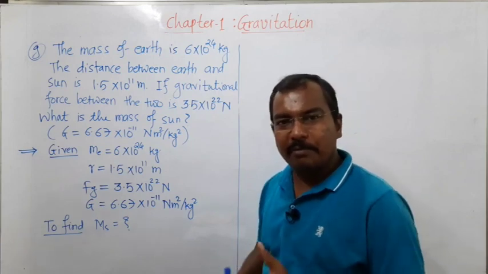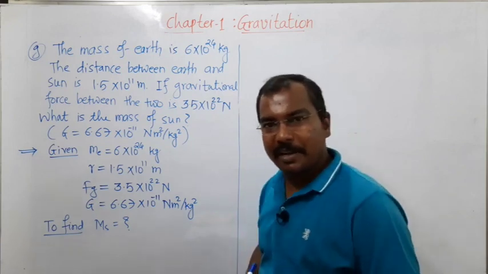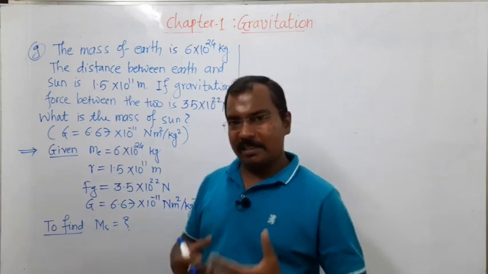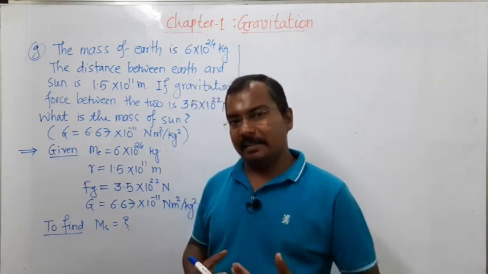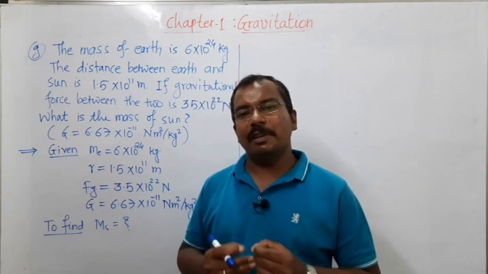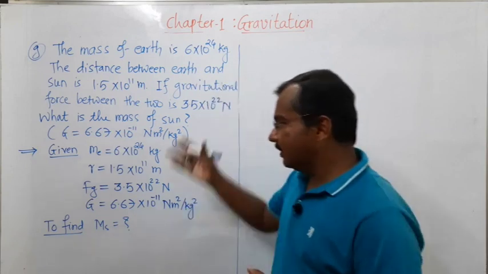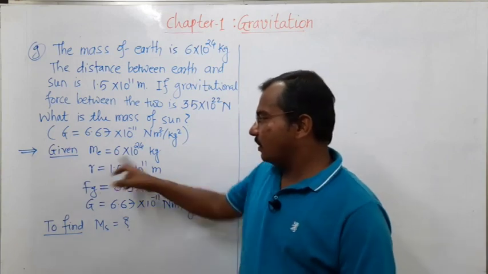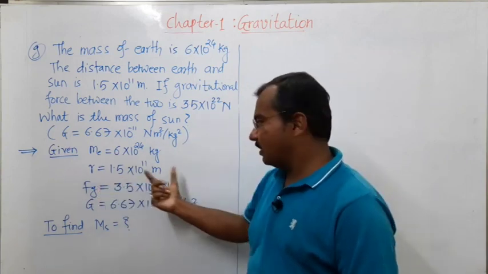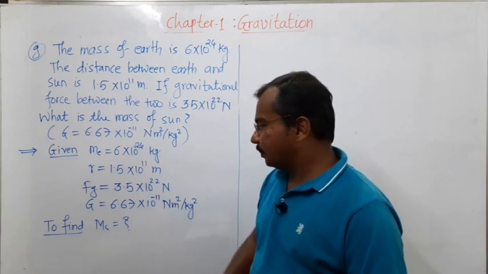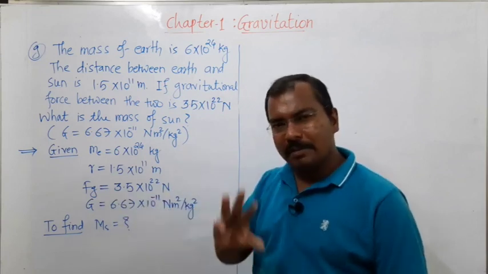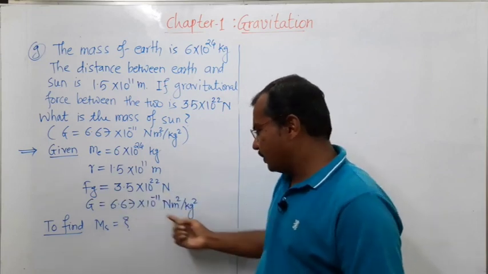Let us now calculate the mass of the sun by standing on the earth. Okay, and to calculate the mass of sun we will get help from Newton's law of gravitation. We know the formula, universal formula. The things given here I have written: mass of earth, the distance between earth and sun, the gravitational force between earth and sun, and the universal constant of gravitation.